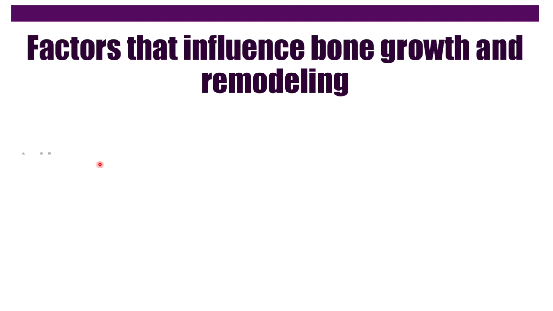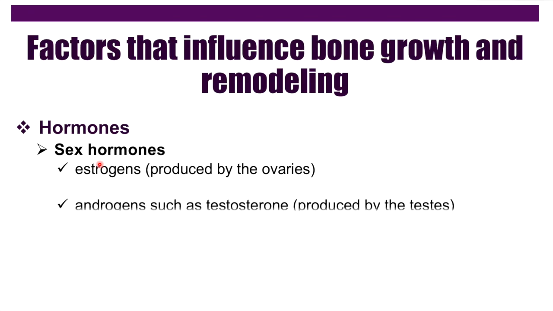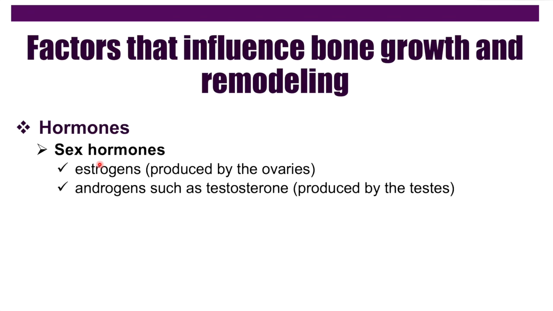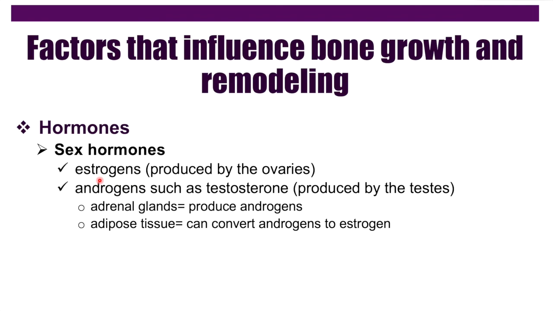Sex hormones cause a dramatic effect on bone growth. This includes estrogens produced by the ovaries and androgens such as testosterone that are produced by the testes. Although females have much higher levels of estrogens and males have higher levels of androgens, females also have lower levels of androgens and males have low levels of estrogens. The adrenal glands of both sexes produce androgens, and other tissues such as adipose tissue can convert androgens to estrogens.